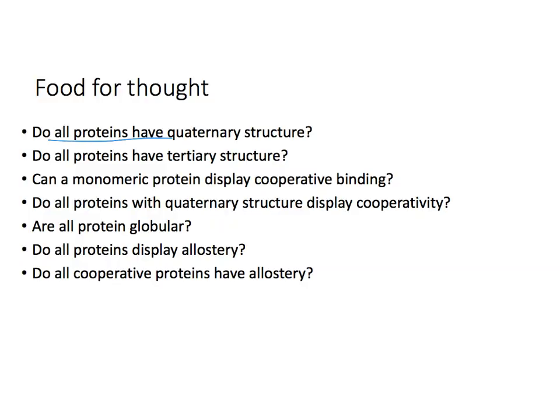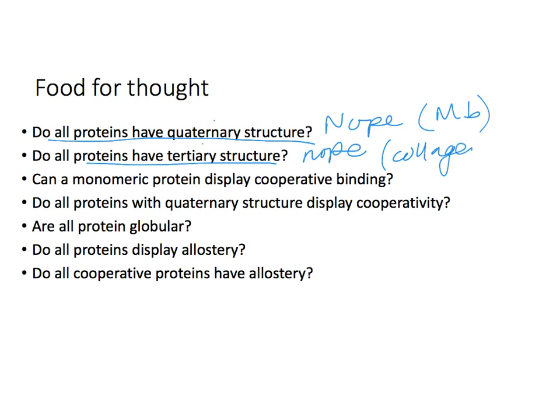Okay, so a couple of food for thoughts. Do all proteins have quaternary structure? Nope. Your example is myoglobin. Do all proteins have tertiary structure? Not necessarily, but a protein has to have either tertiary or quaternary structure. So a protein that doesn't actually have tertiary structure is collagen. But it's still a protein because it has quaternary structure.